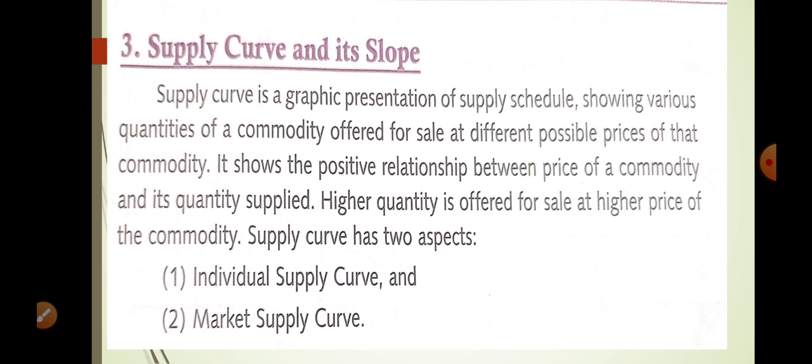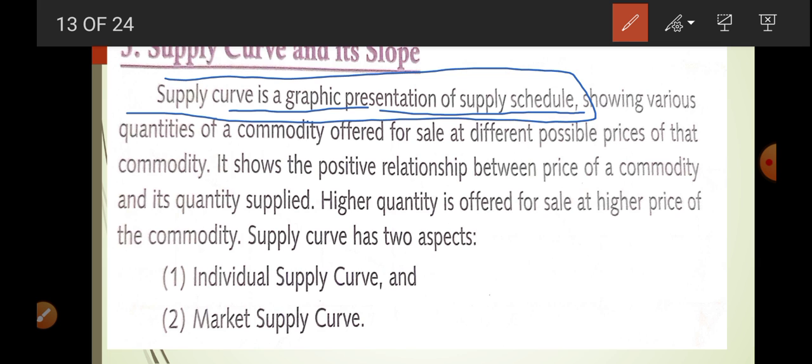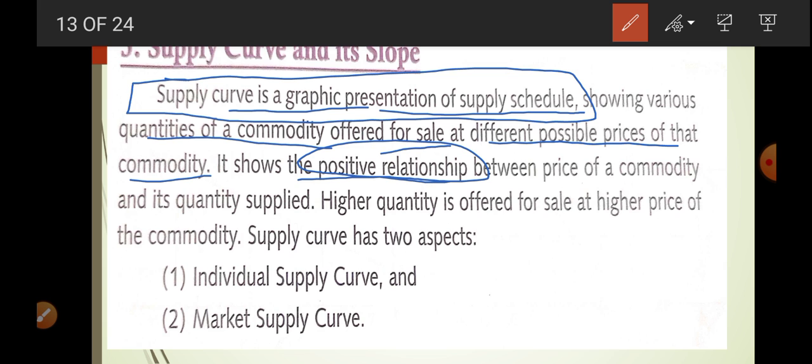Okay, the next topic is the supply curve and its slope. A supply curve is graphic. Look, a curve is always a diagrammatic and graphic representation. Remember this line: a supply curve is a graphical presentation of a supply schedule. And we know a schedule represents various quantities of a commodity offered for sale at different possible prices of that commodity. And we find a positive relation.